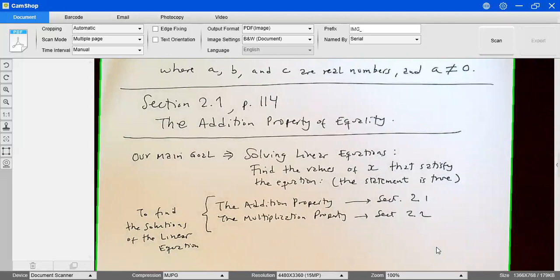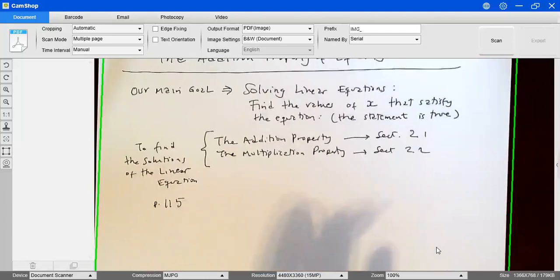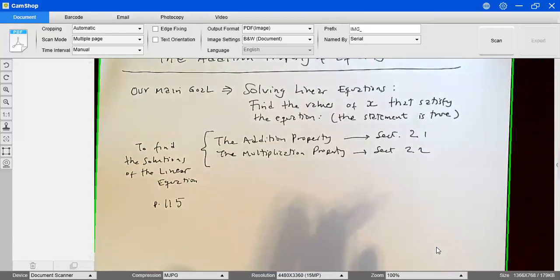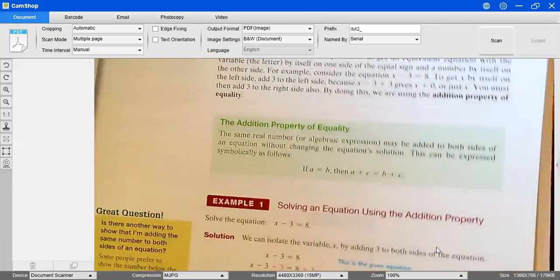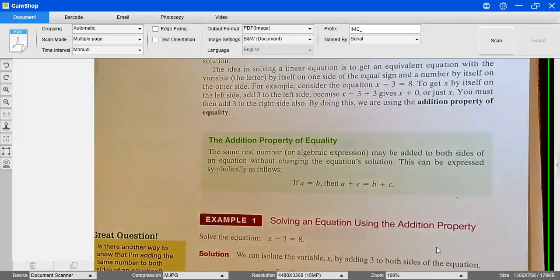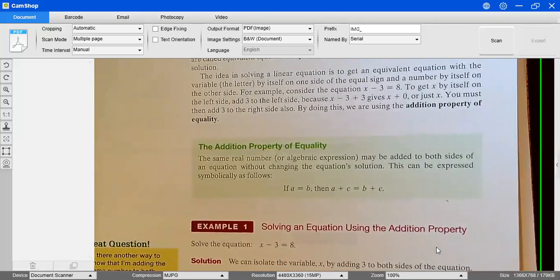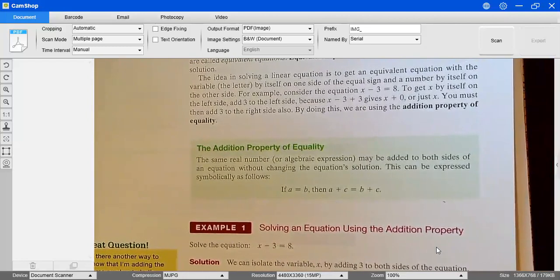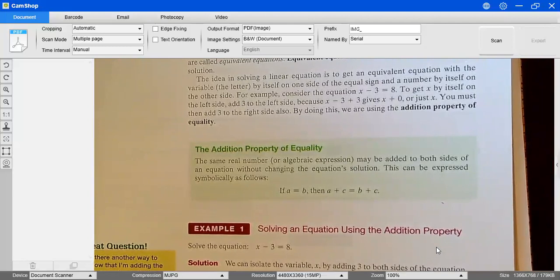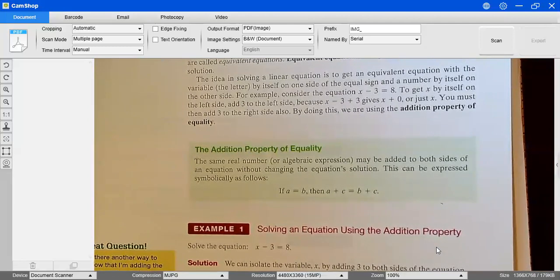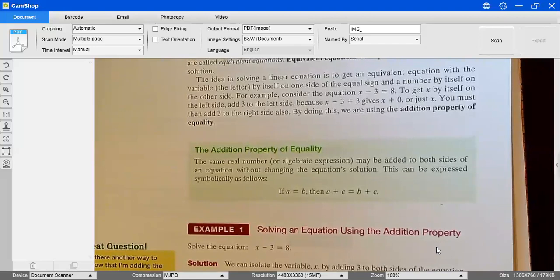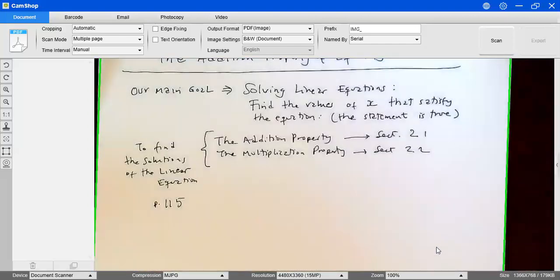The addition property is defined on page 115, and it's just another green box in your book. I'm going to show you the book. There's the addition property of equality on page 115. The same real number or algebraic expression may be added to both sides of an equation without changing the equation's solution. This can be expressed symbolically as follows. We're going to copy that last row because that's the most important part.